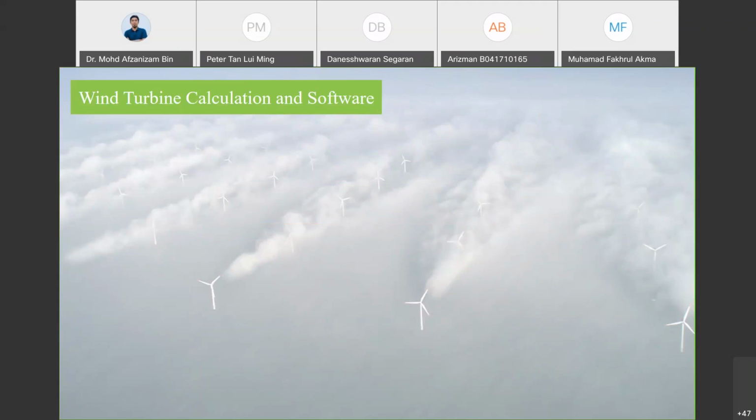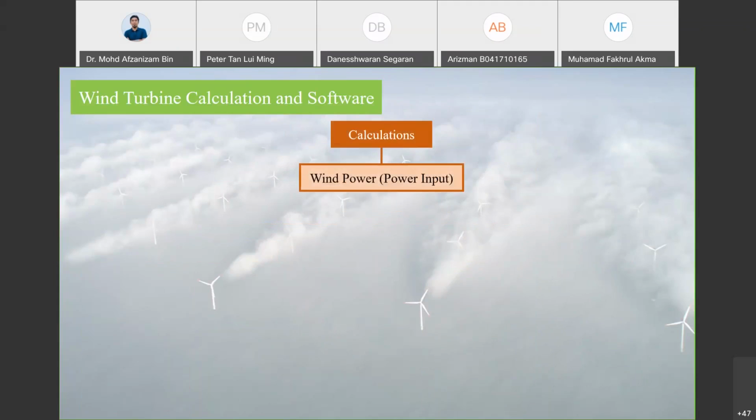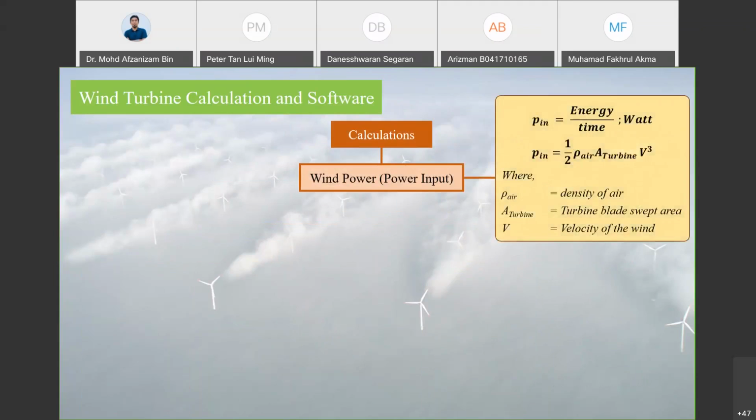For wind turbine calculation, this is just a general calculation. Firstly, we need to find the wind power input. The wind power input is energy over time, where the energy refers to kinetic energy. Then we can derive the next equation: half rho A V cubed.